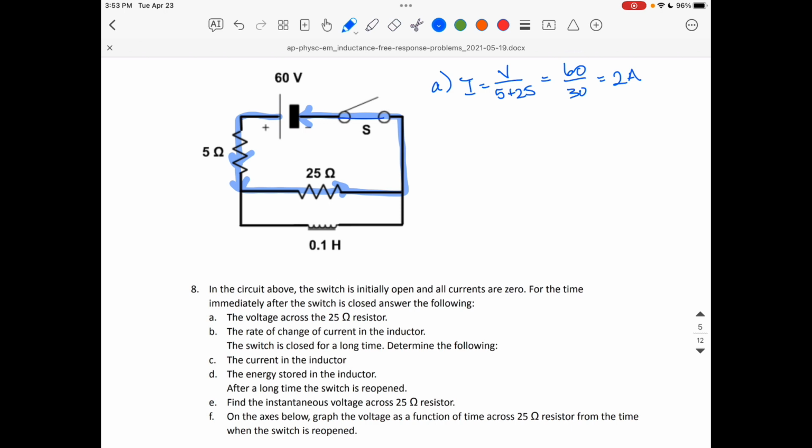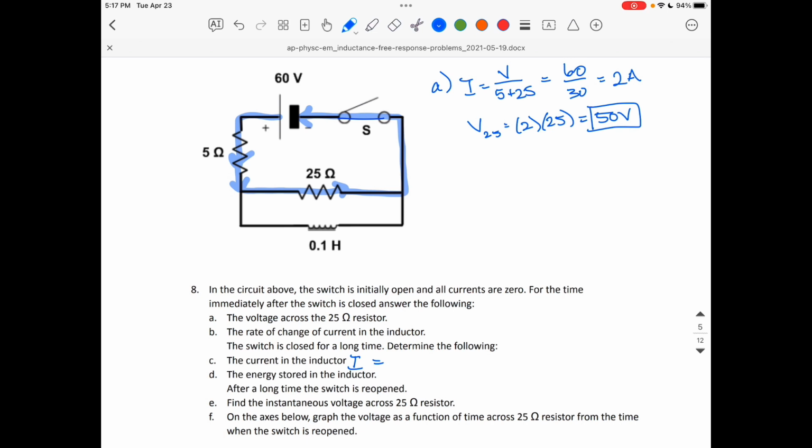Part 2, and so that's not the final answer. I have to find the voltage through each resistor, or in particular the 25 ohm resistor, which means that I need to take the current that I just calculated times the resistance, and that gives me 50 volts.